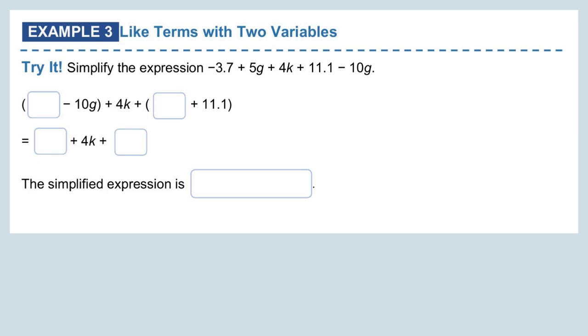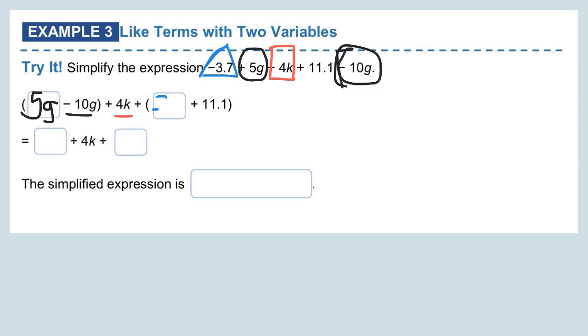All they did was they started with the commutative property, and they started looking for the g's. We have 5 g's and -10g. Added to that, they started looking for their k's. A 4k. There wasn't any more. So then they started looking for their constants. -3.7 and 11.1. All right, so let's add these g's up.